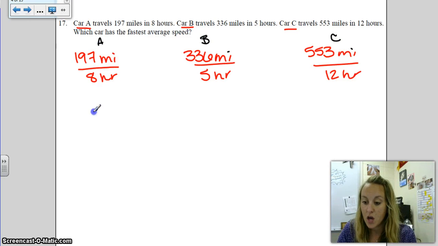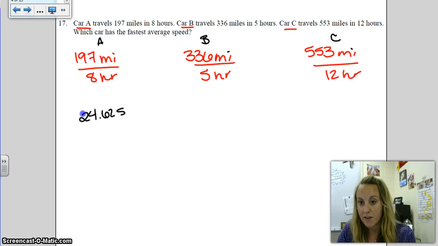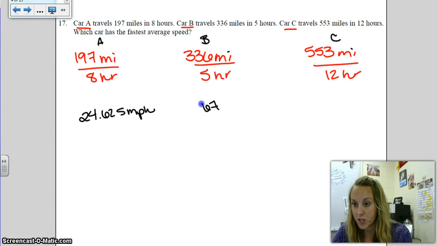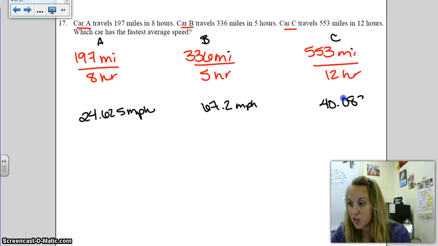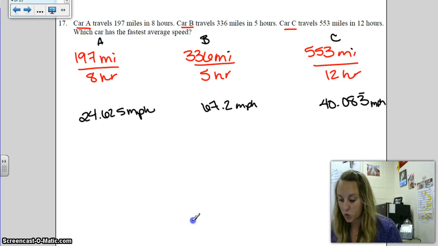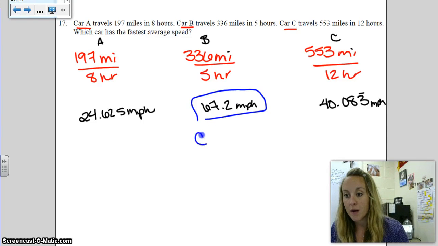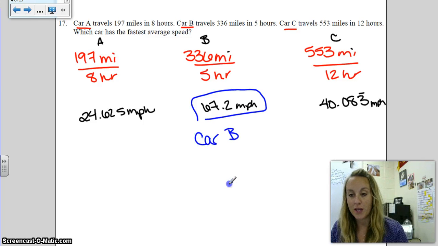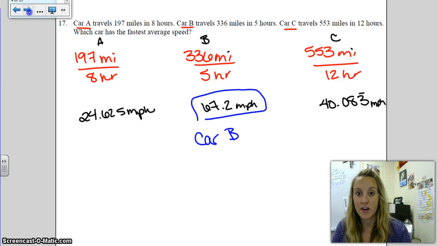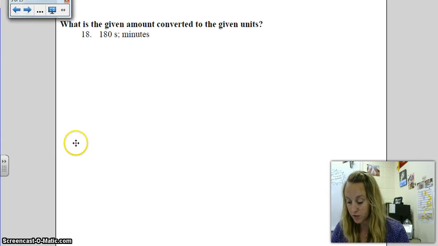So when you divide these, we have 24.625 miles per hour, 67.2 miles per hour, and lastly is 40.083, and just the 3 is repeating, miles per hour. So which one is the fastest? Well, 67 is the biggest number. So my answer would be car B. So again, you're just finding the unit rate for each one of those.